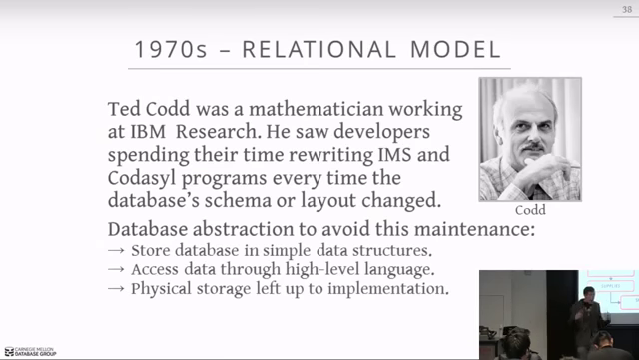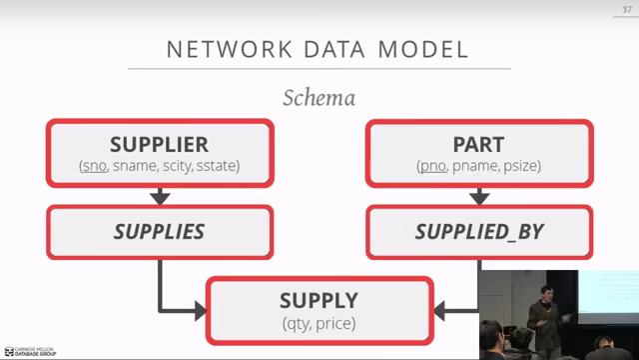So around the same time that Codasyl was coming out, there was this guy called Ted Codd at IBM Research in New York, in Watertown. And he was a mathematician. He wasn't a computer scientist. And basically, he was walking around IBM, and he saw all these programmers were spending their time rewriting over and over again these IMS or Codasyl programs every time the database changed, right?